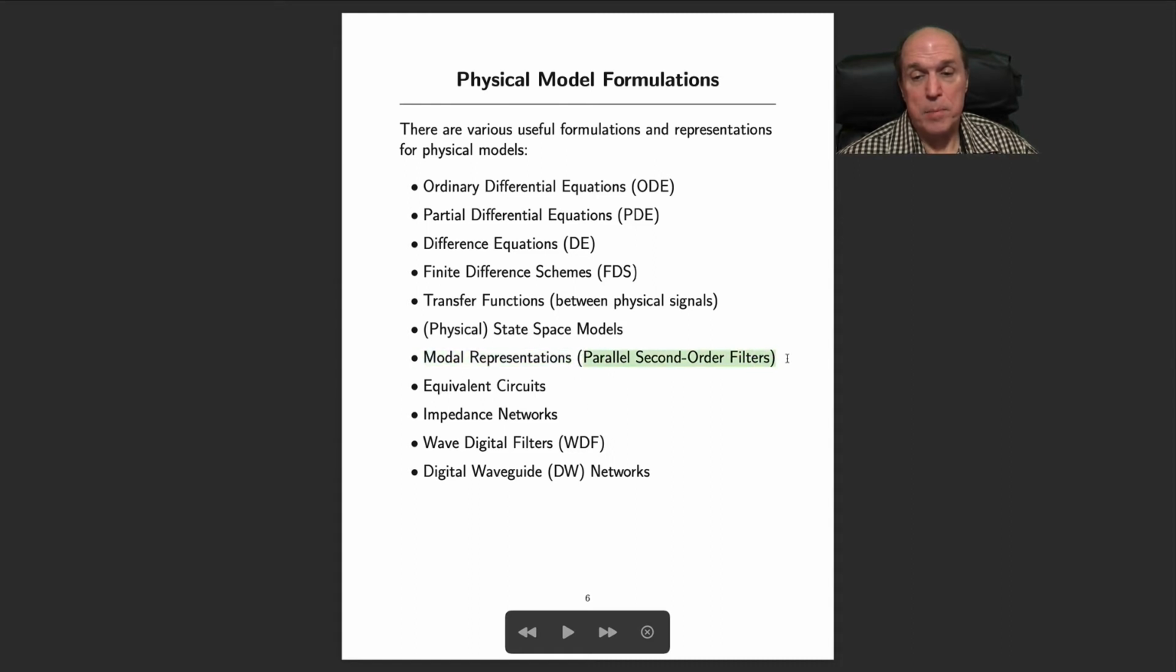It's just a set of parallel second order filters, or first order and second order. And so that's a very common final form of a state space model.